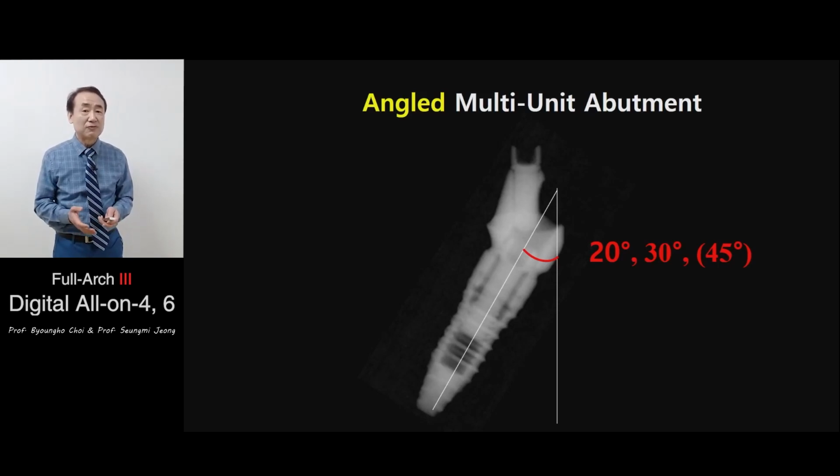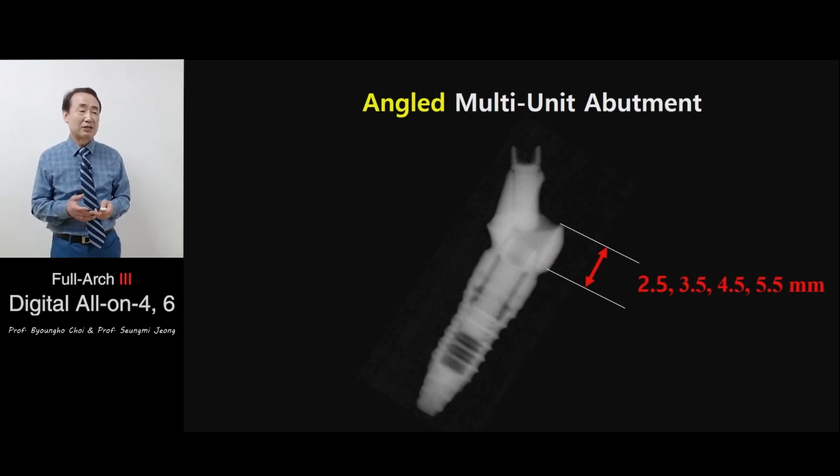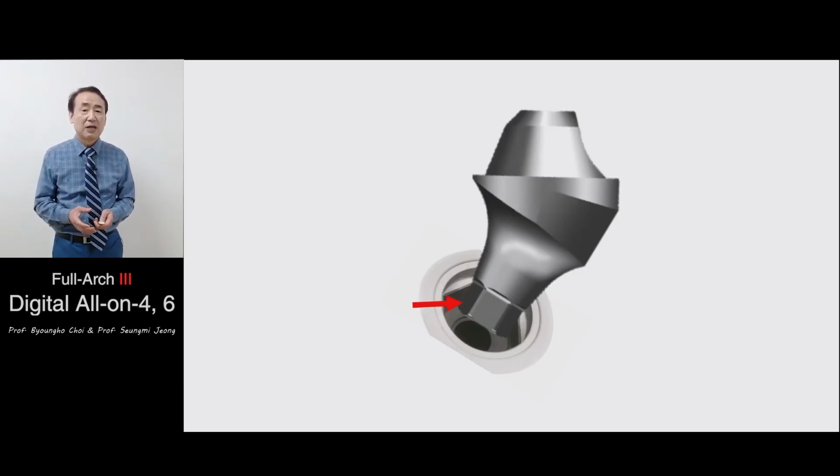There are different angulations available. There are different cuff heights available. The angulated abutment generally has a hex connection. Therefore, you need to orient the hex of the abutment to connect it to an implant.